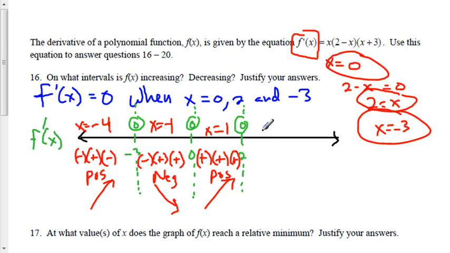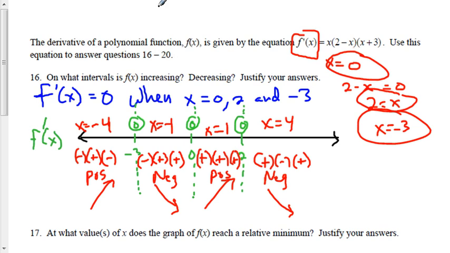And above 2, I'll choose 4. I chose negative 4 over there. So 4 is positive. 2 minus 4 is going to be negative. And then 4 plus 3 will be positive. So I have an odd number of negative values, so that's negative. And I'm drawing these little lines just to get us thinking about min and max, because that's what number 17 and number 18 ask us to do.